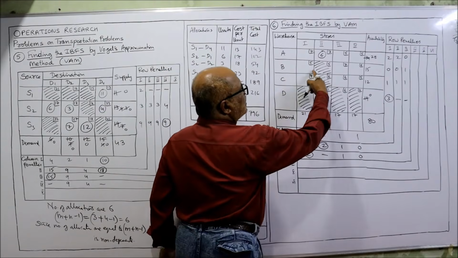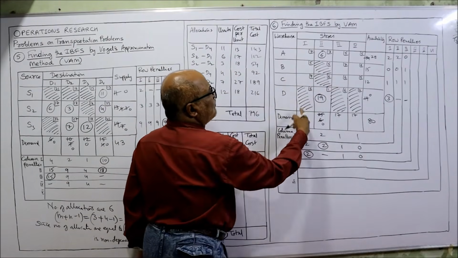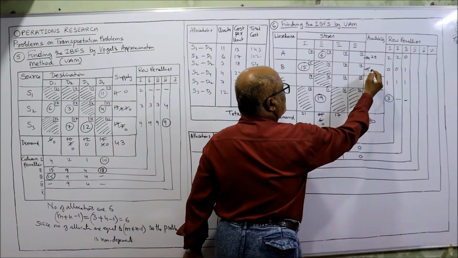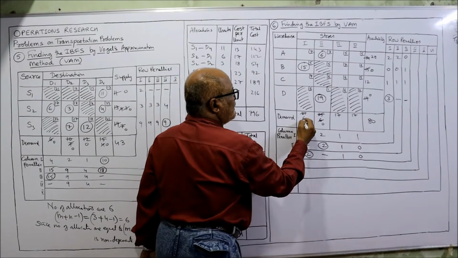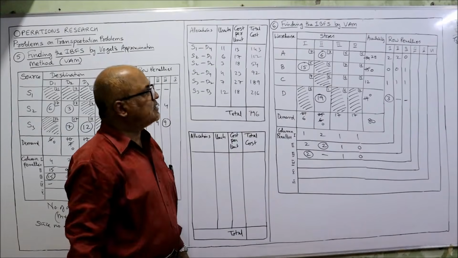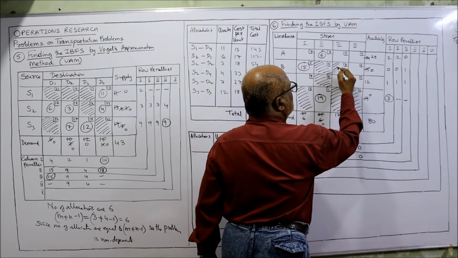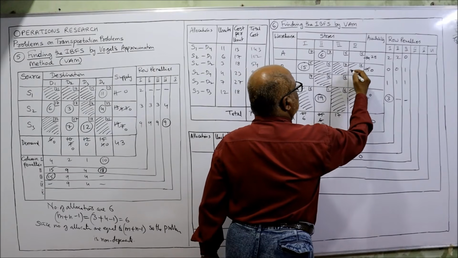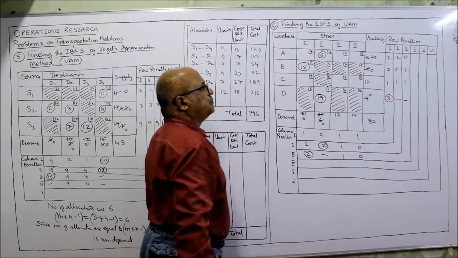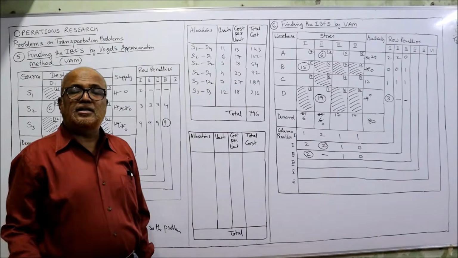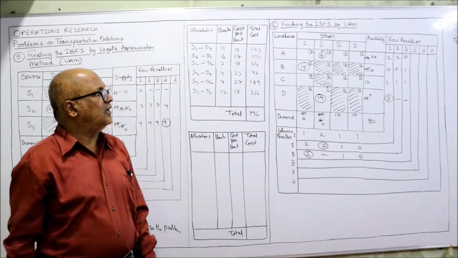Row total is 15, column total is 21. So 15 is minimum. So here 15 minus 15, 0. 21 minus 15, 6. Right? Now this row has been exhausted. So block the row. That's all. So how many penalties completed? 3 penalties completed. Now I am coming to the fourth penalty.